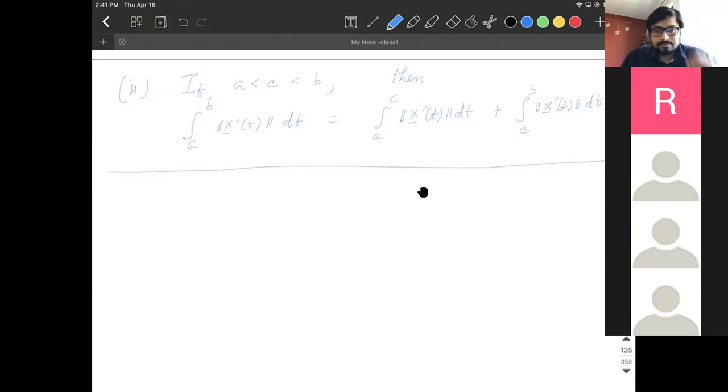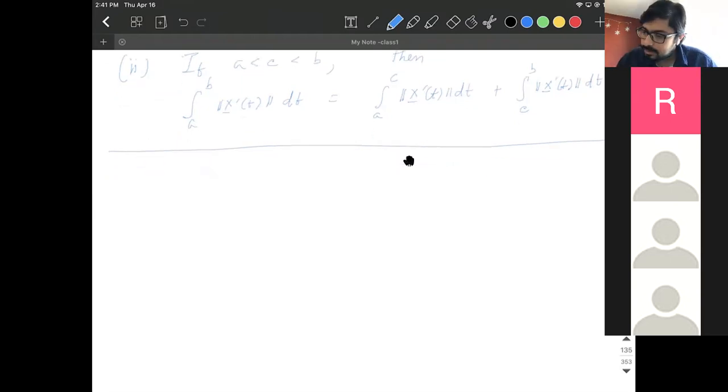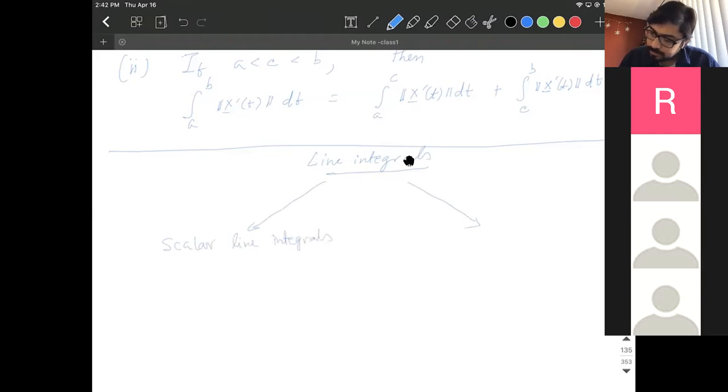Now, what happens is that usually the strings may have variable density from one point to another. And still you want to compute the total mass of the string from point A to point B. And that's when you want to compute something known as the scalar line integrals. So the line integrals are of two types. Number one is the scalar line integrals, simply because they're attached to the scalar fields, and the second type is the vector line integral.